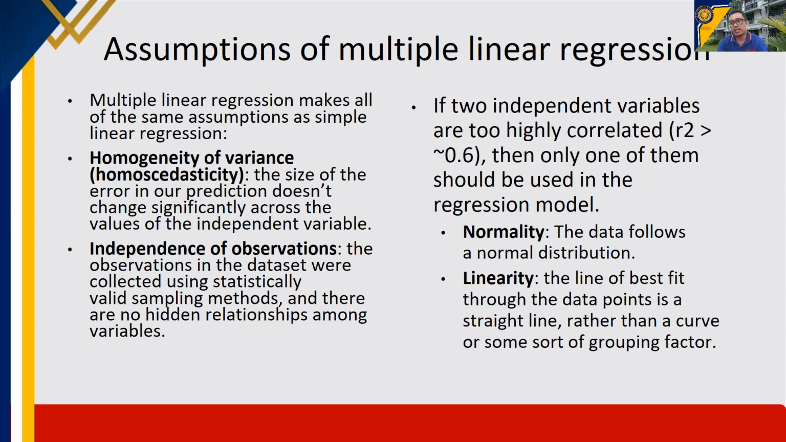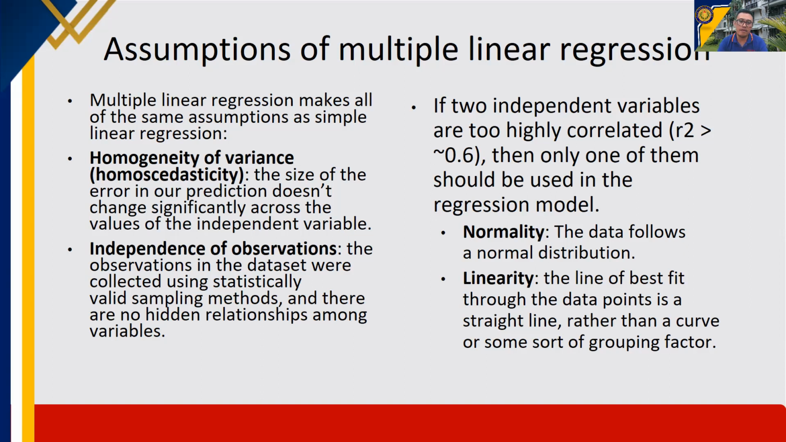So, what are the assumptions of multiple linear regression? Multiple linear regression makes all of the same assumptions as simple linear regression. First, homogeneity of variance: the size of the error in our prediction doesn't change significantly across the values of the independent variable. And of course, the independence of observations: the observations in the data set were collected using valid sampling methods, and there are no hidden relationships among variables.